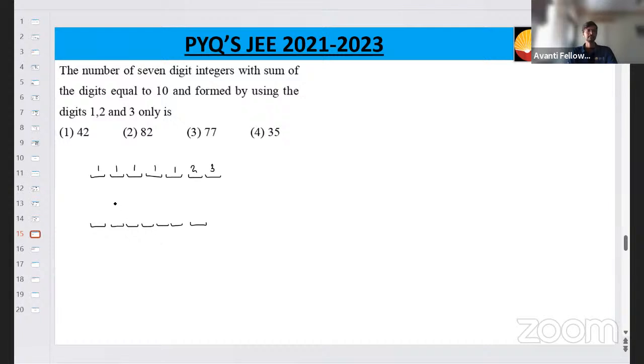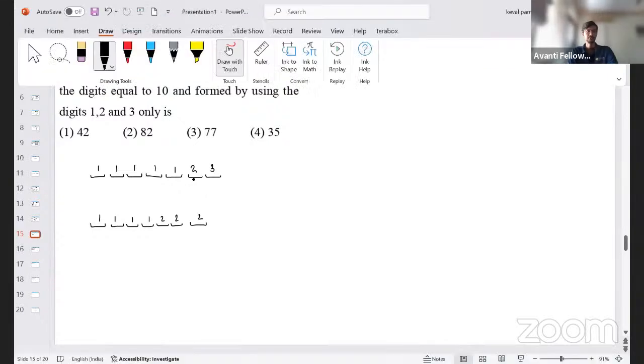7. Correct. So for 7, what can we do? 1 1 1 1, then 2 2, 4 plus 4 is 8, 9, 10. Right. Then otherwise 1 2 3 4 5 6 7. So we take 1 1 1, then we'll have to take 2. So 5, 6, 7, 8, 9, 10. So this is the same case as this, right? So it has no meaning. So I think there are only 2 cases possible. Correct? There are only 2 cases possible.